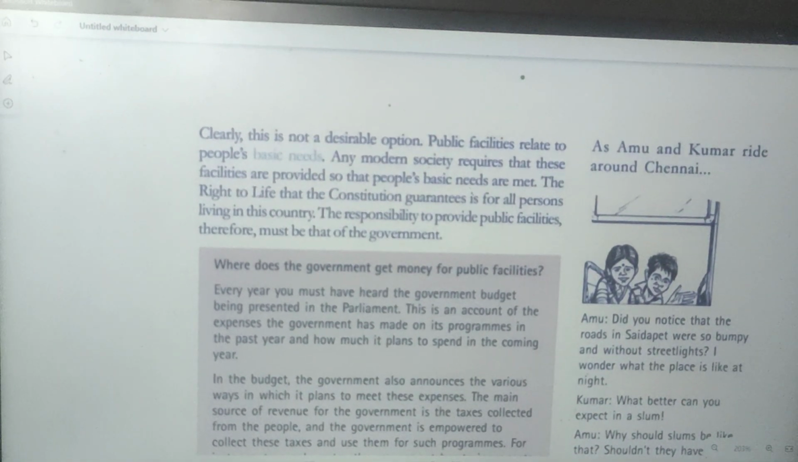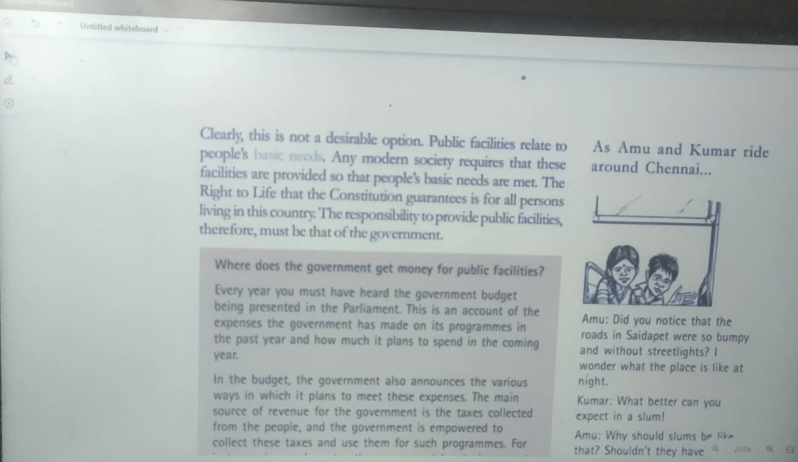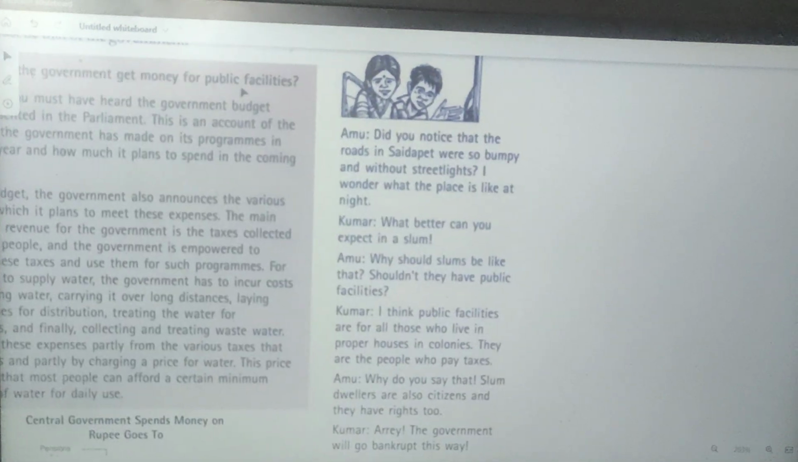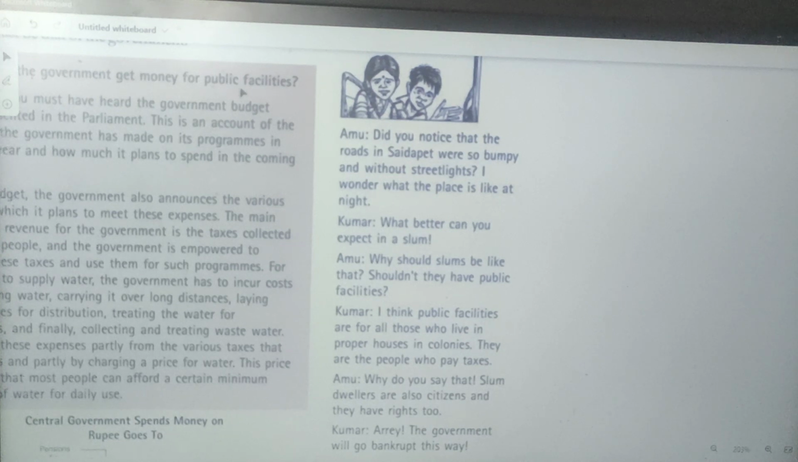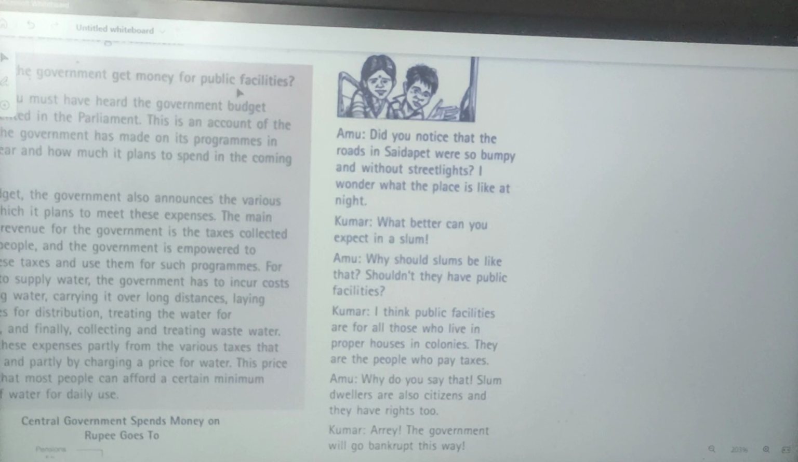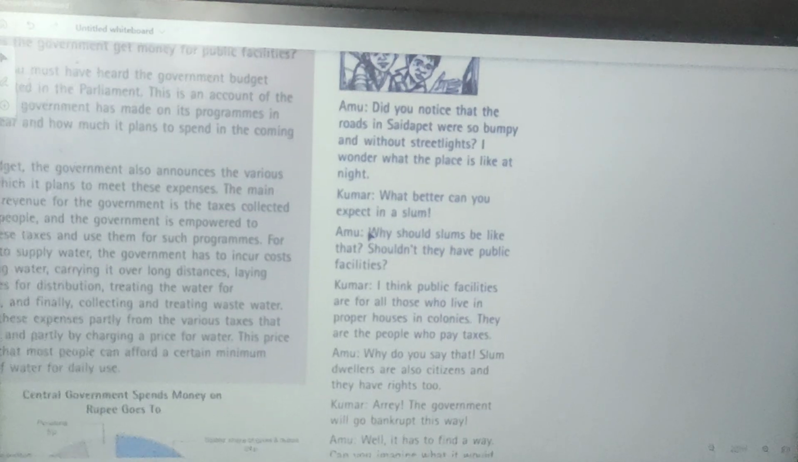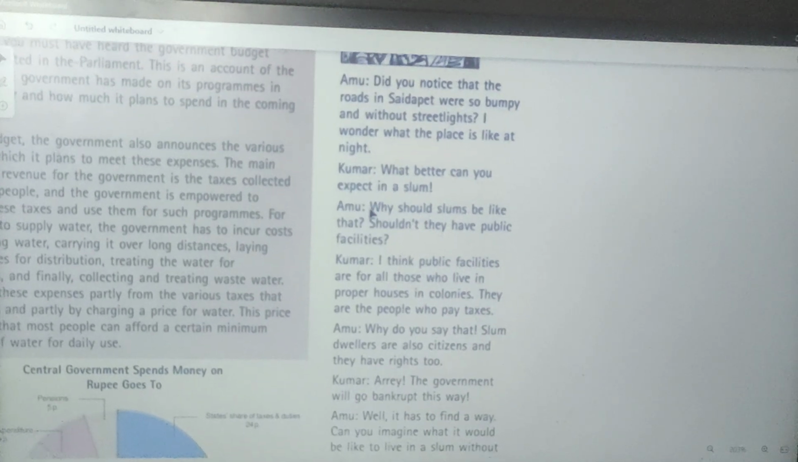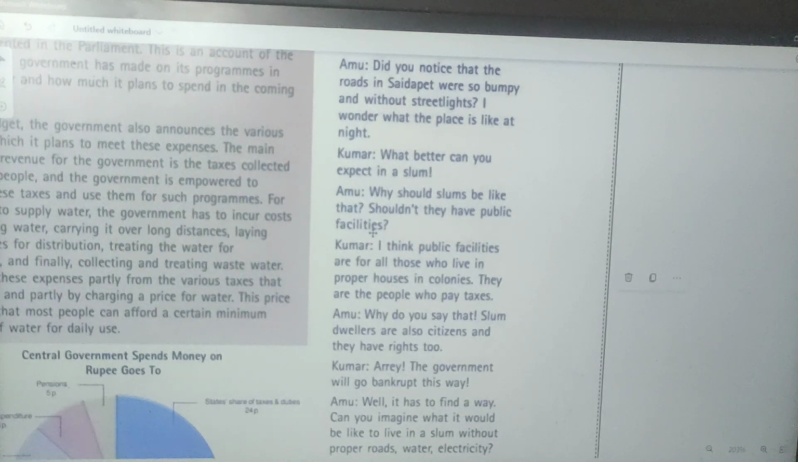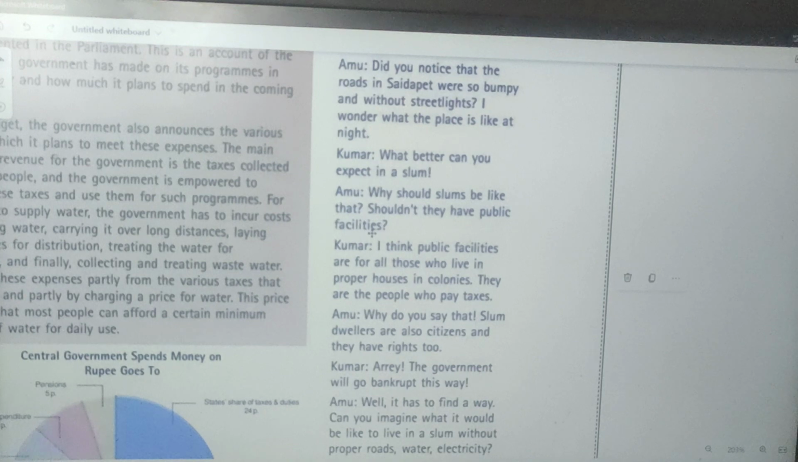Now, there is a conversation going on between Ammu and Kumar. They are somewhere around Chennai. Ammu, did you notice that the roads in Saidapet were so bumpy and without street lights? I wonder what that place is like at night. Kumar, what better can you expect in a slum? Ammu, why should slums be like that? Should they not have public facilities?